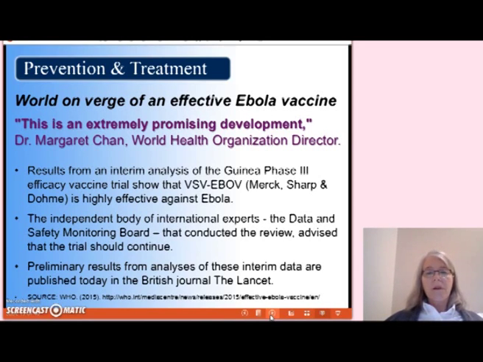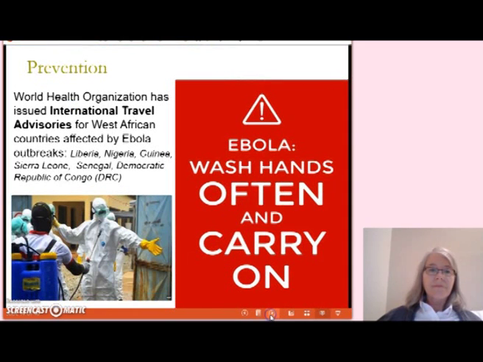So this is a phase 3 efficacy vaccine trial, and it was developed by Merck, and this particular vaccine was originally identified in Canada. So with all the people working together, that is what they're emphasizing in such a short timeline. It's been remarkable that they have a very promising vaccine that may be used widely. So again, they're saying wash your hands often and carry on.